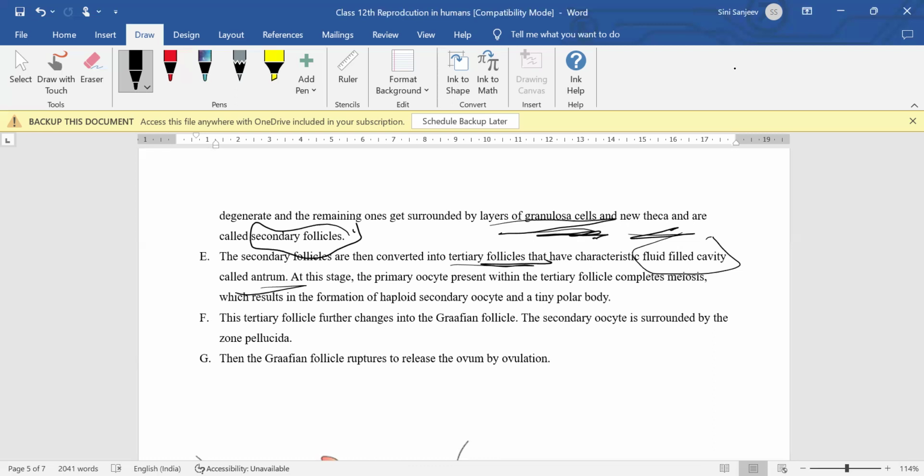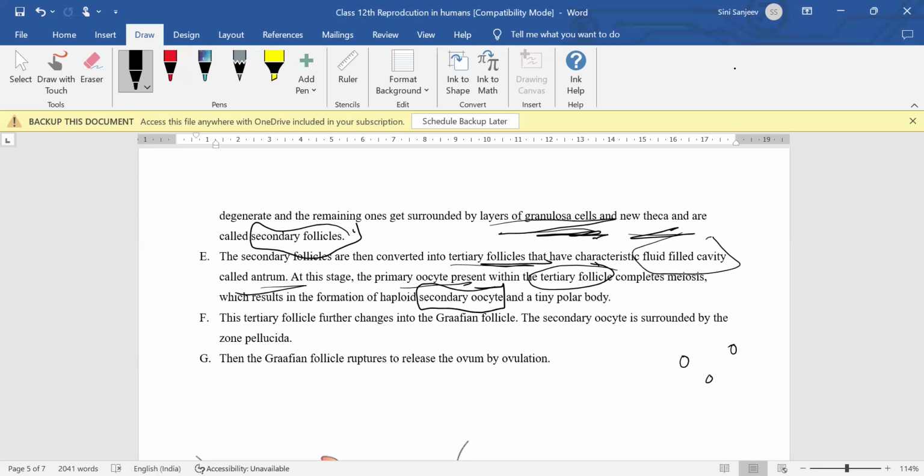The tertiary follicle will have a fluid-filled cavity, which is called what? Antrum. Now, at this stage, the primary oocyte present inside this tertiary follicle, follicle meaning the small structures present on the ovaries from where the egg is going to be released, will complete its meiosis and develop into the secondary oocyte.